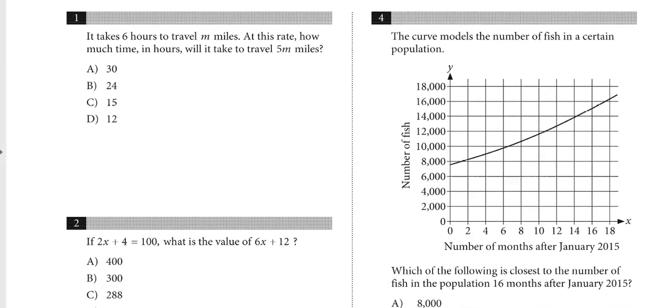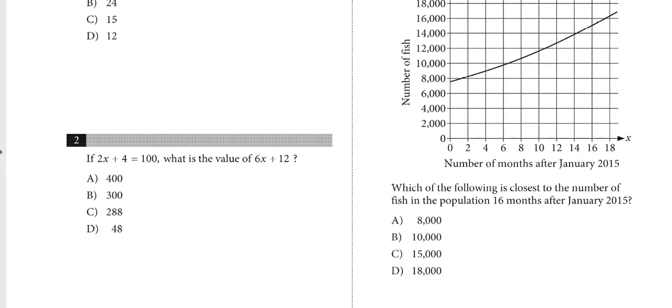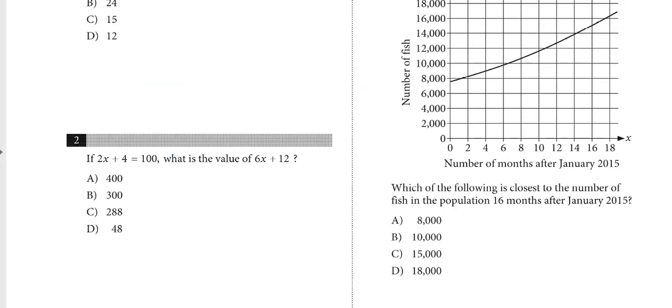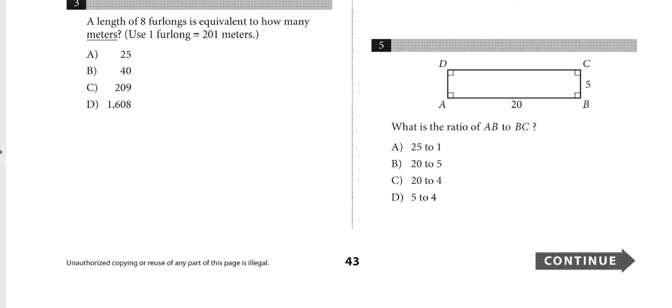We have a graph on this one. The curve represents the number of fish in a population. Okay. So let's see what we got to do here. It says, which of the following is closest to the number of fish 16 months after January 15th? Well, when I look at the bottom, X numbers are the number of months after January. So 16 months after would be right here. And when I go to the chart and I work across, it looks like somewhere between 14 and 16,000, which is going to be the correct answer of C. So this is just a reading data type question. That's the category it would fit into, reading data.